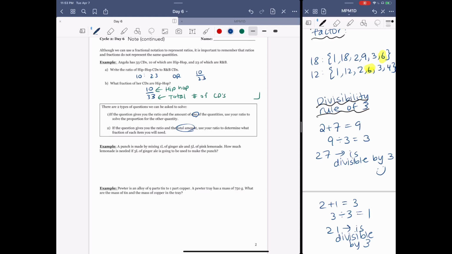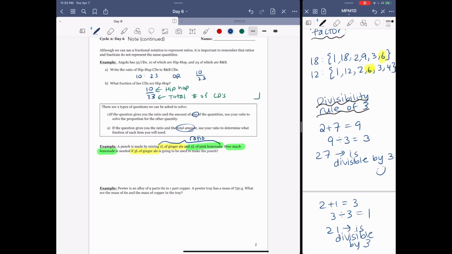A punch is made by mixing 1 liter of ginger ale and 5 liters of pink lemonade. So that is a ratio, meaning I have 1 liter of ginger ale to 5 liters of pink lemonade. How much lemonade is needed if 3 liters of ginger ale? So I have 3 liters of ginger ale, but I don't know the number of pink lemonade.